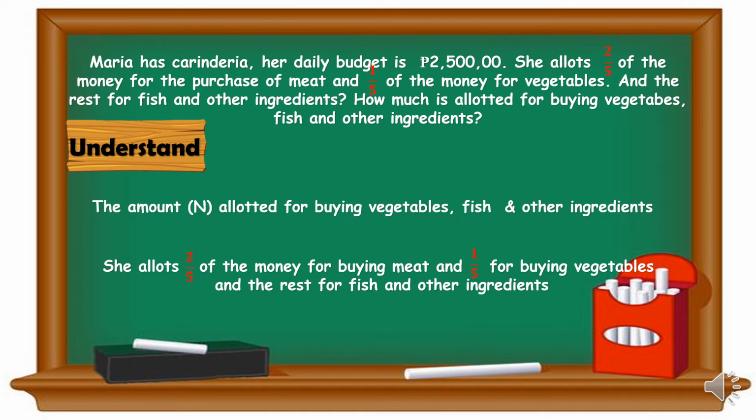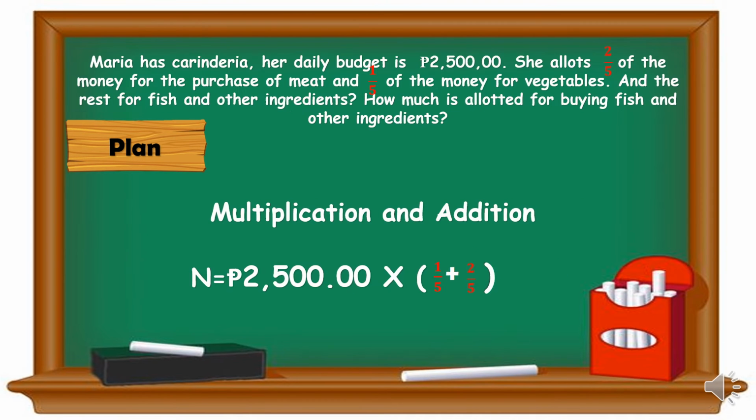Okay, so we have the first step, which is understand. What is asked is the amount allotted for buying vegetables, fish, and other ingredients. And the given facts: she allots 2/5 of the money for buying meat and 1/5 for buying vegetables, and the rest for fish and other ingredients. Okay, now let's move on to plan.